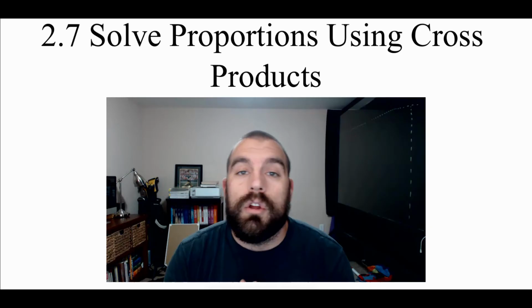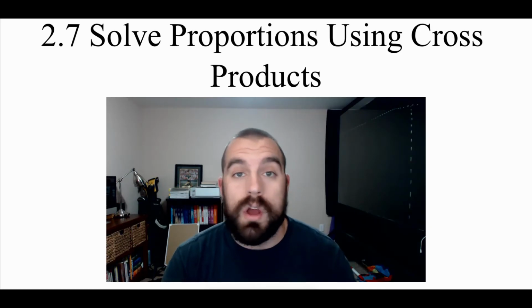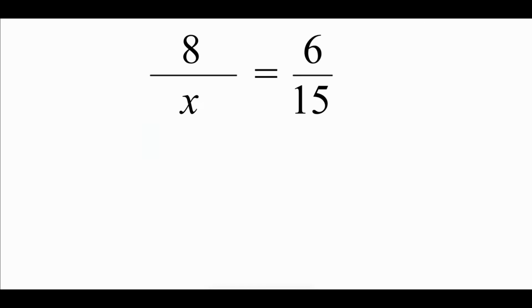In this video, we're going to look at solving proportions using cross products. As we take a look at this first example here, it's a little bit different than some of the other proportions that we've looked at, specifically because as we look at the left-hand side, we have a variable in the denominator, and that makes solving this proportion a little bit trickier. So we're going to use something called cross products or cross multiplying.